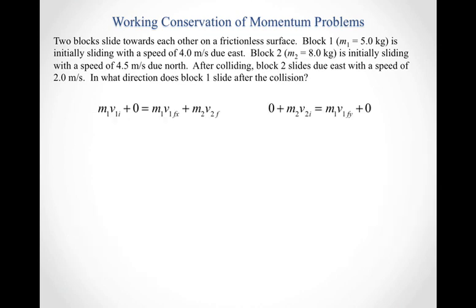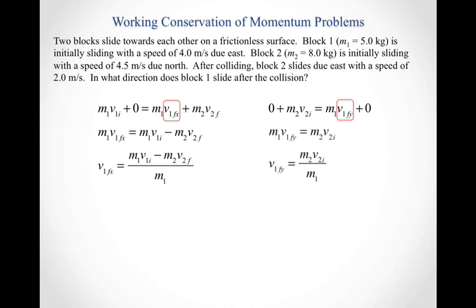Two equations, of course, means two unknowns. And so before I go any farther, let me see where those two unknowns are. I'm told the masses of both blocks, so m1, m2, those are known. I'm told the speed that both blocks are moving with initially, and I'm told the speed that block 2 is moving with after the collision. So what that means is my two unknowns are the x and y components for the final velocity of block 1. That means each unknown has its own equation. I can go through and solve each equation for its one unknown.